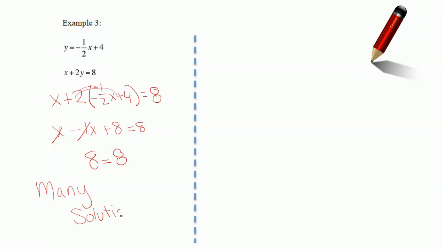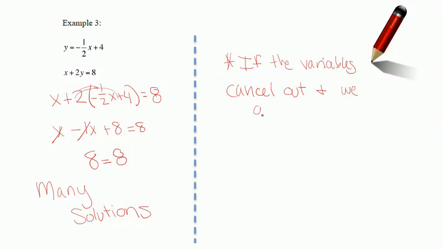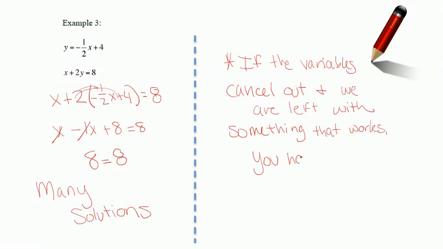So that's when we graph the two lines and they laid on top of each other. They were the same line. This is basically what it is. They were the same line. So we're going to put a big star over here. If the variables cancel out, and we are left with something that works, you have many solutions.